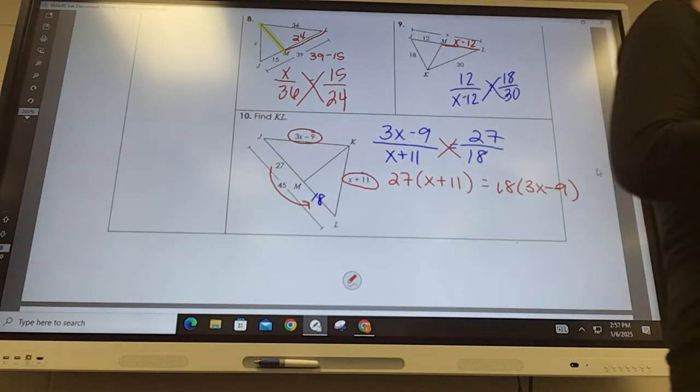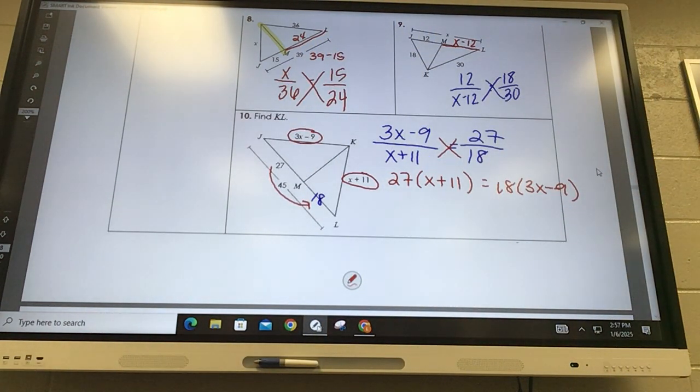Now if you notice in your directions, when you solve for x, we don't just have to solve for x. What do we actually need to solve for our final answer? KL. So go ahead and do both of those pieces. I'll give you a couple minutes, and then we'll go over the answer.